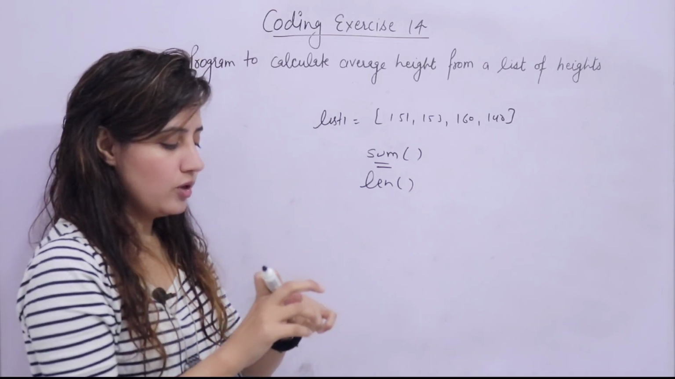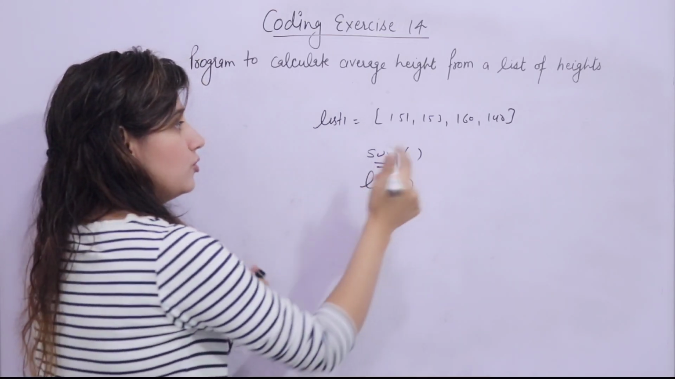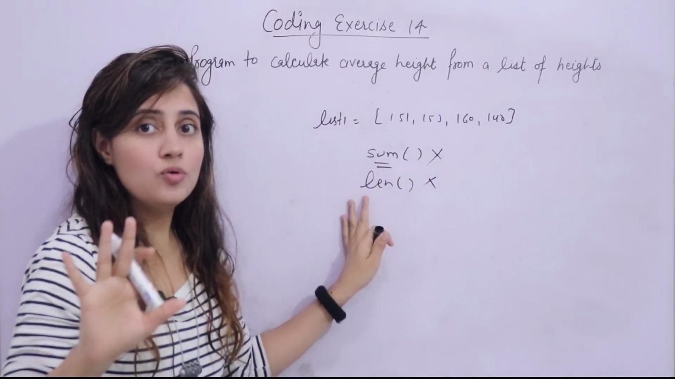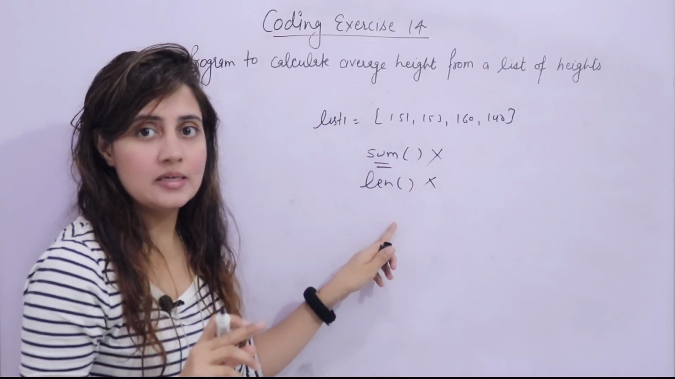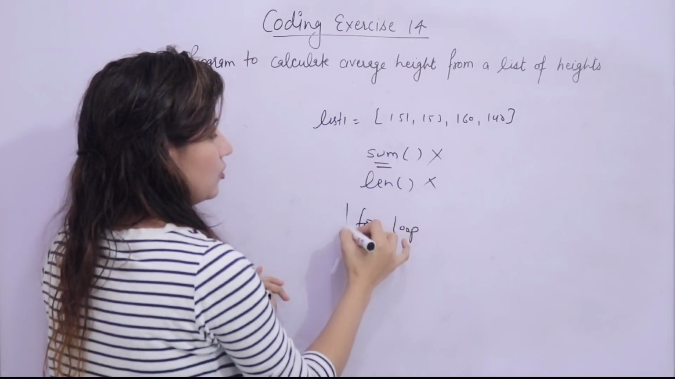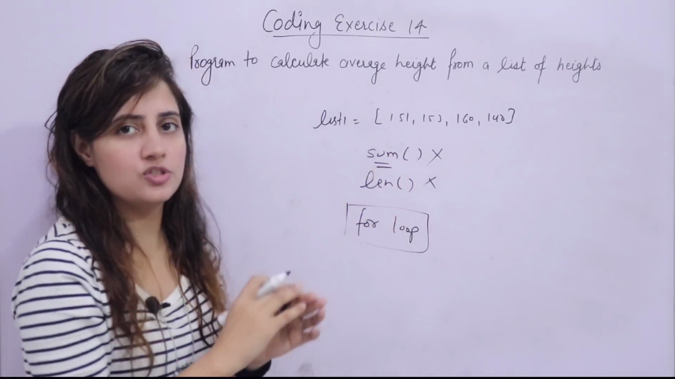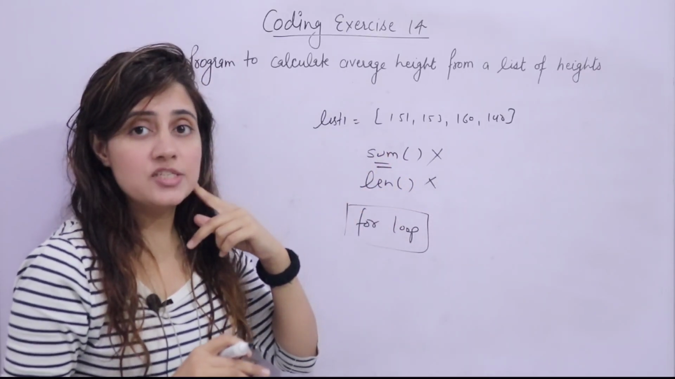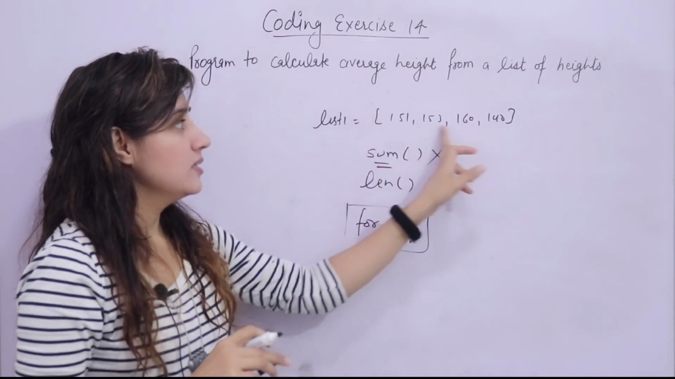So first of all, note down some points. First thing, you cannot use sum and length functions, right? You have to replicate their functionalities with the help of for loop, right? We'll be using for loop to replicate these functionalities. We cannot use inbuilt functions, right? Next thing is, we cannot take a list like this.